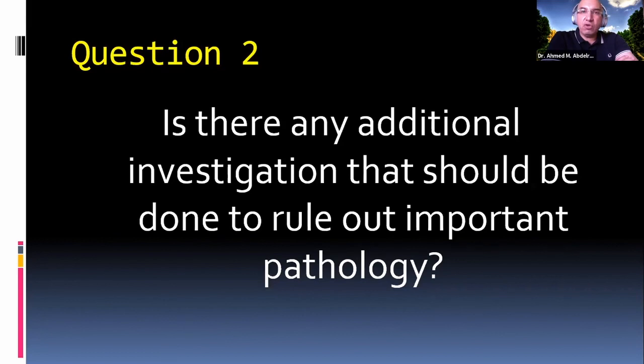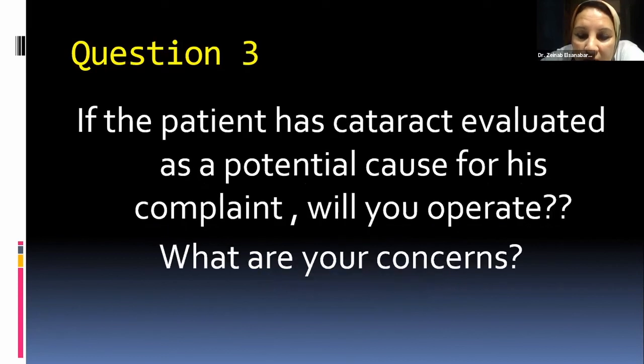I would also like to ask about any neurological symptoms because, you know, if there is any affection of the central nervous system, that would affect his field as well. Yes, of course, because he may have had a small or tiny vascular accident that affects his vision centrally and was not detected. Yes, sure. You have talked about the cataract, so maybe the cataract is a potential cause for his complaint. What are your concerns when you are doing the cataract surgery for this patient?